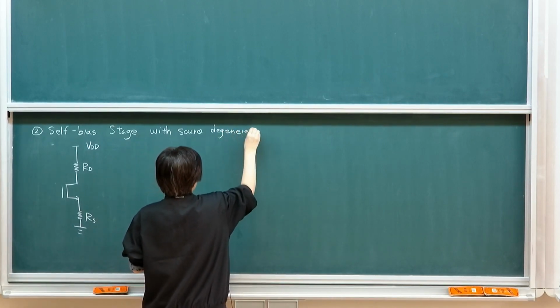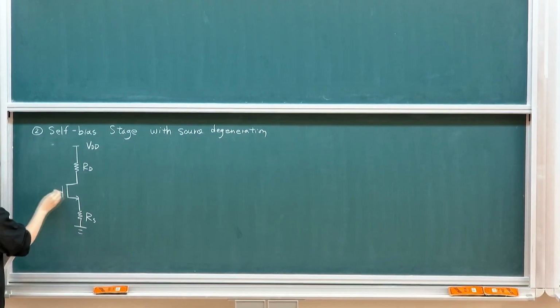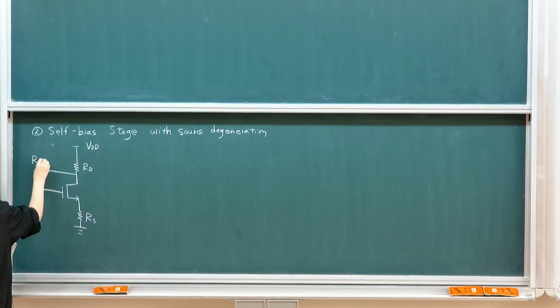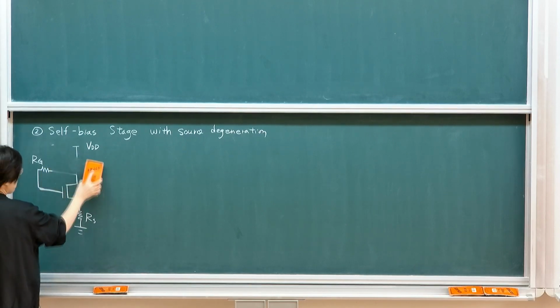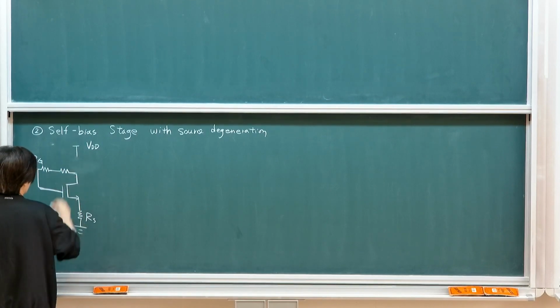I'm going to go through an example. So we use source degeneration, and then we use a self-biasing stage. Self-biasing meaning that I'm using the drain voltage to bias the gate. Okay? If you look at this structure, it might seem a little weird. If I want to realize a common source architecture, sorry.